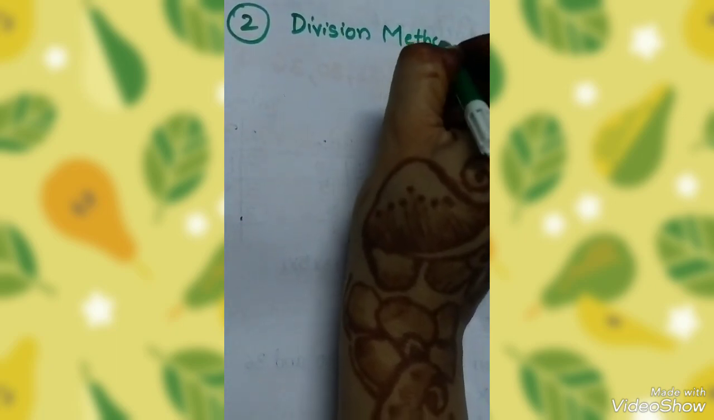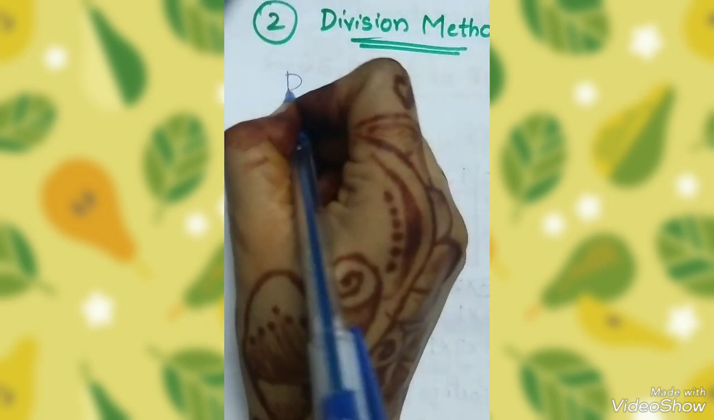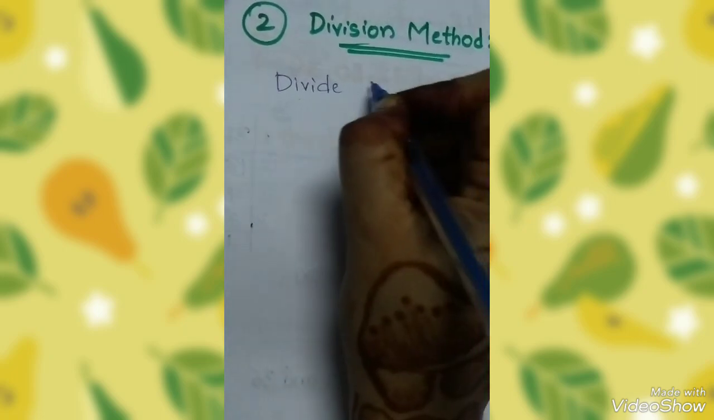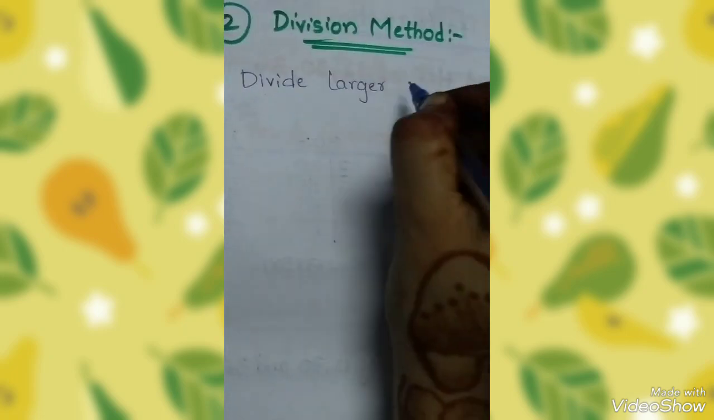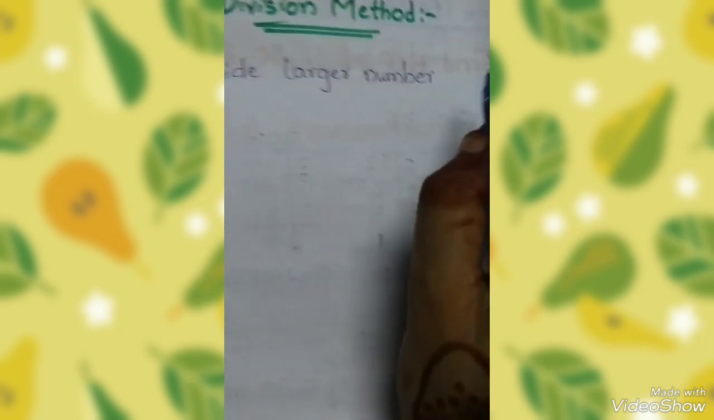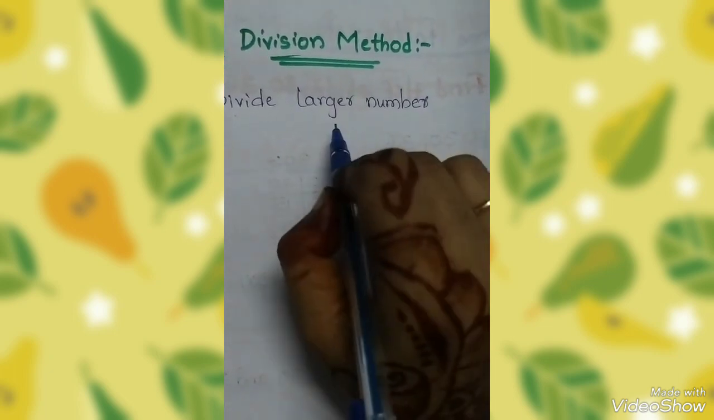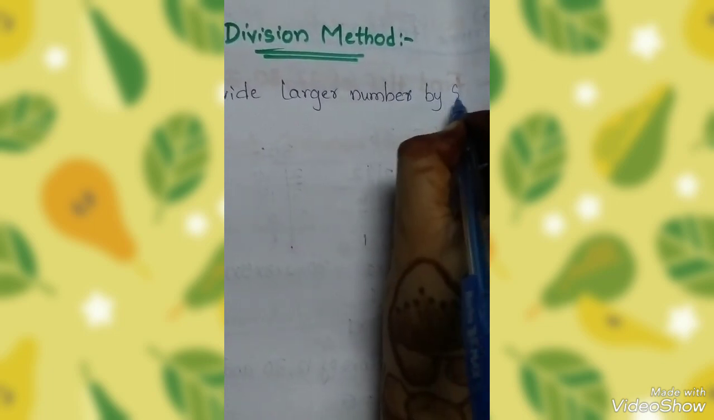How will we do the division method, children? For more than 2 numbers, that is 3 numbers or 4 numbers, we use the division method, which is a different way. First divide the larger number by the smaller number. We know this division. Okay, this is the way we divide a number.